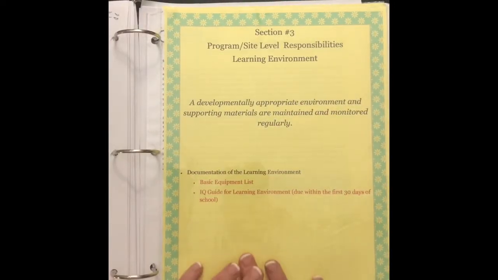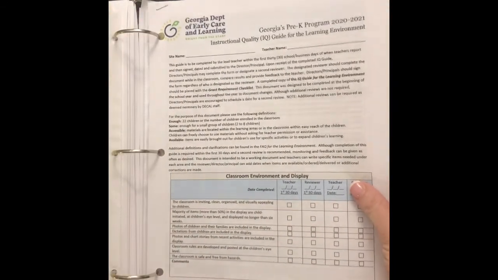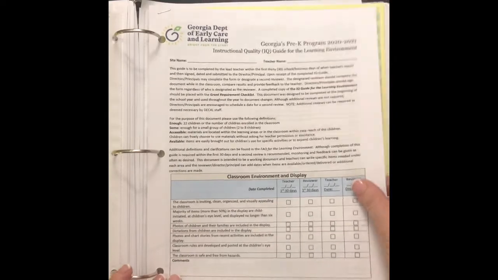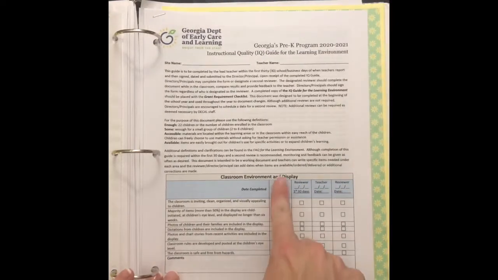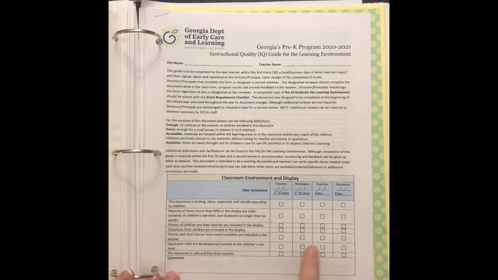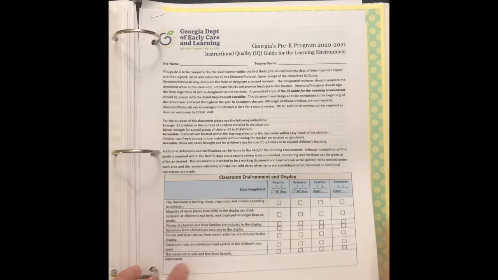The next item is learning environment. At the beginning of the year, within the first 30 days, each teacher will need to complete a copy of the IQ guide for learning environment. And this can be stored here, this document, one for each individual class. The teacher will do a review of her own classroom, and then a designated reviewer will also review and then submit this to the notebook.